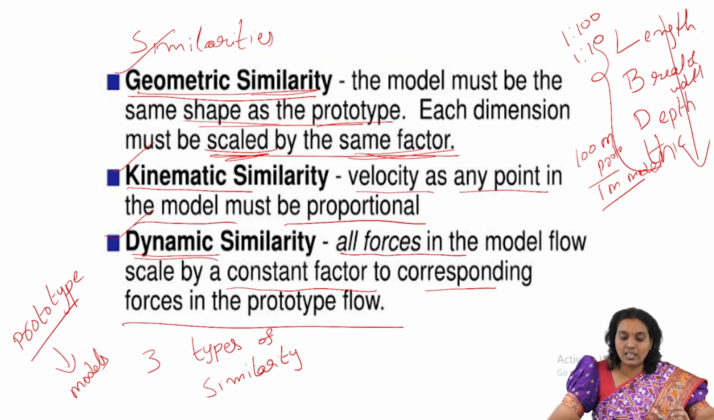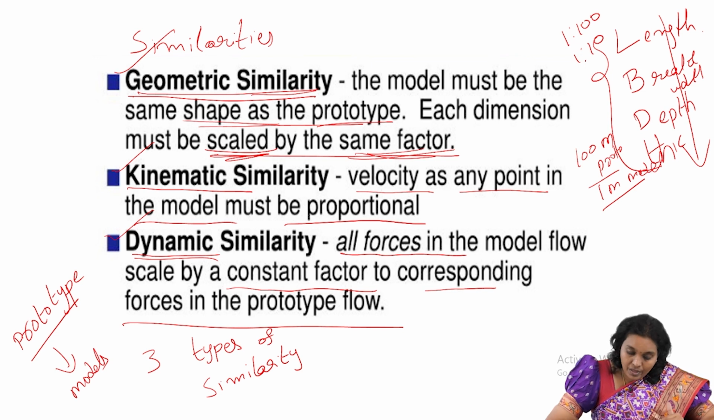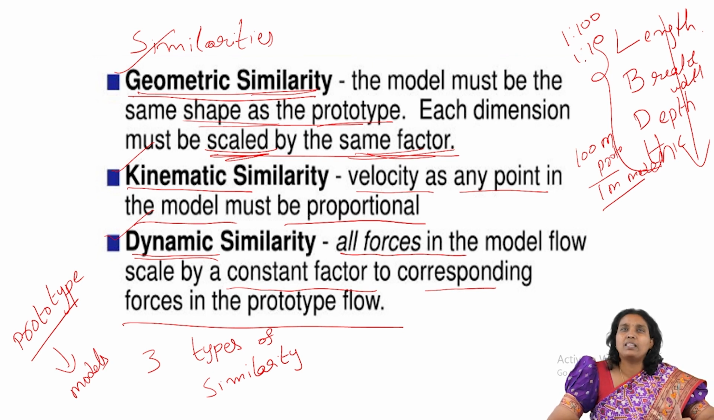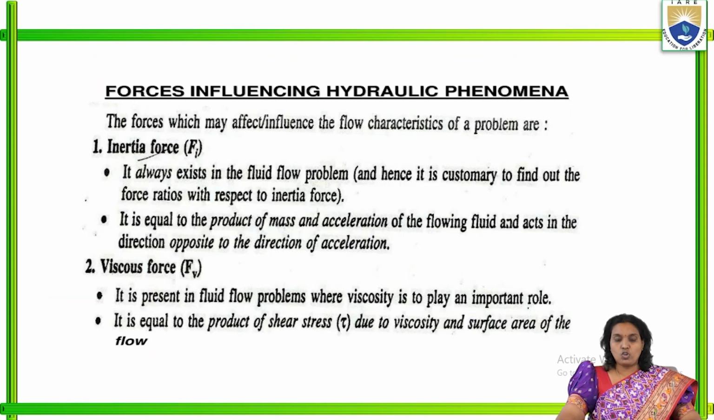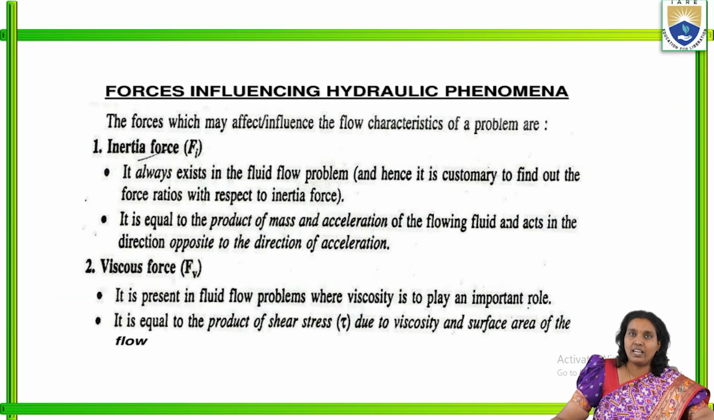So geometric similarity, kinematic similarity, dynamic similarity. From a dimensional point of view, velocity and some of the parameters come under kinematic characteristics. The next one is dynamic, and the best example is force. Based on dynamic properties, those similarities we consider for prototype and model. It applies a constant factor to the corresponding flows in prototype, and lengths are scaled by the same factor, which comes under geometric similarity. So these are all similarities.